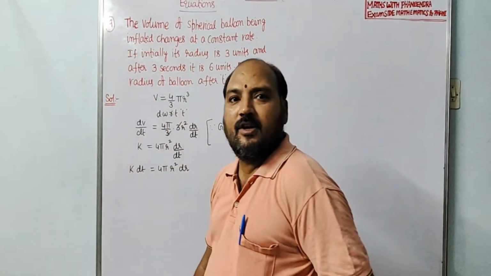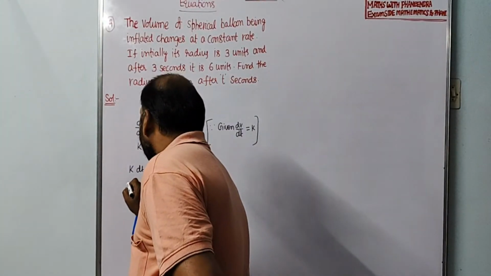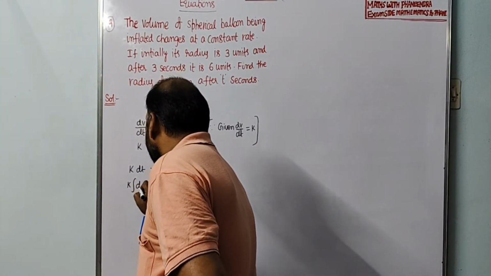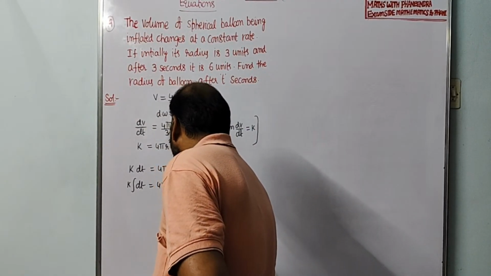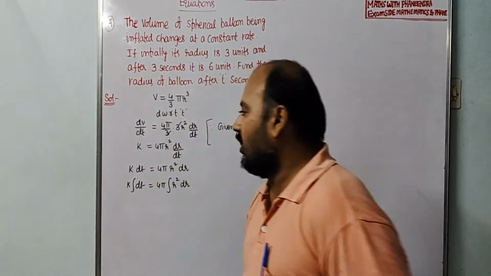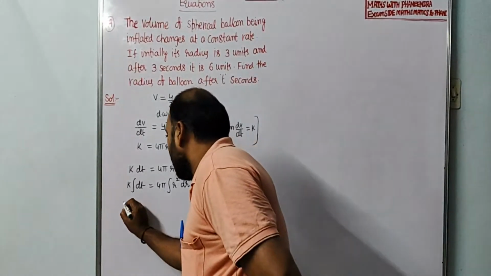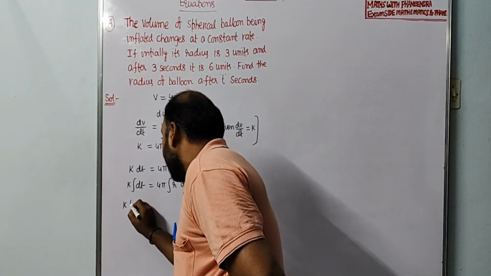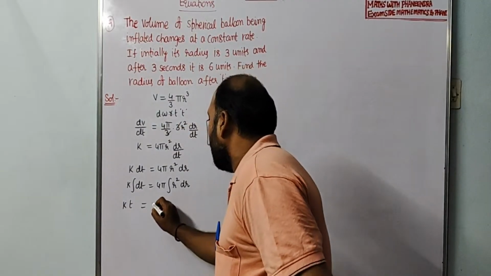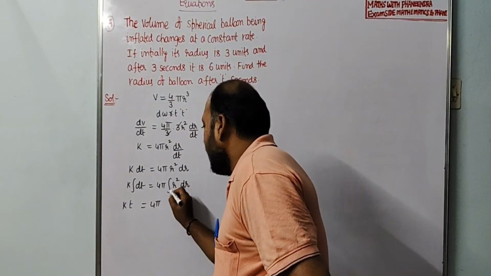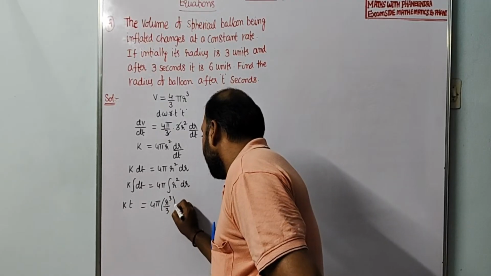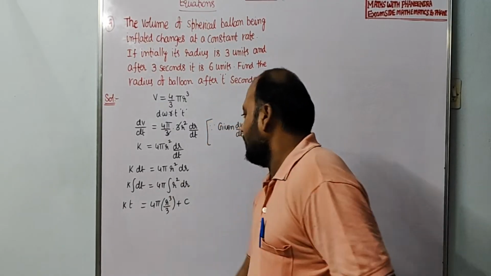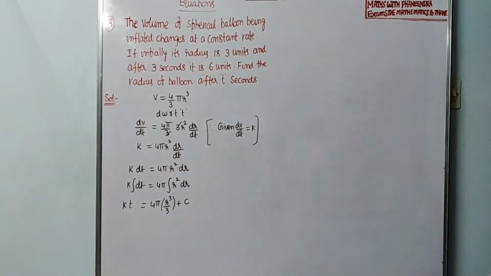Taking integration on both sides, bring the constant K outside: K times integral dt equals 4 pi, which is also constant, times integral R square dr. So K into integral dt is t, equal to 4 pi times the integral of R square, which is R power 3 divided by 3, plus constant C. I hope everyone understands, students.